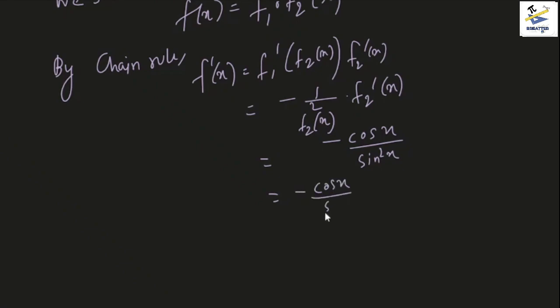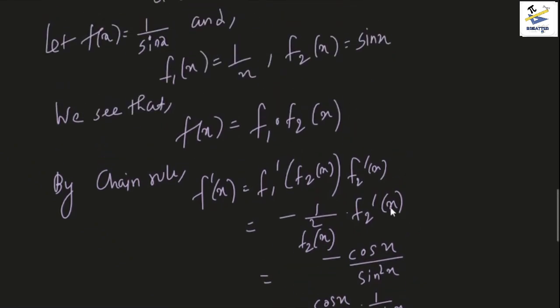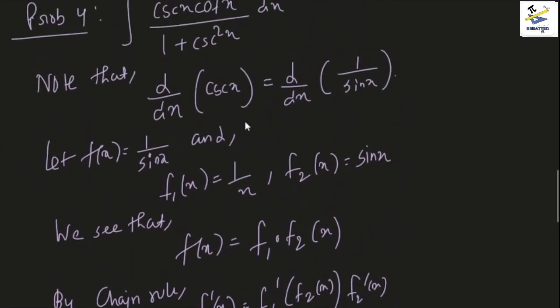which we can write as minus cos x by sin x into 1 by sin x, and cos x by sin x is basically cot x, and 1 by sin x is basically cosec x, so this becomes minus cosec x cot x. So the derivative of cosec x is just minus cosec x cot x.